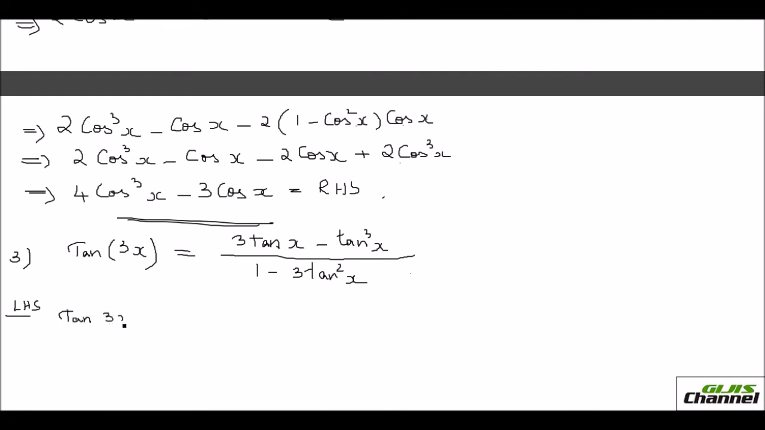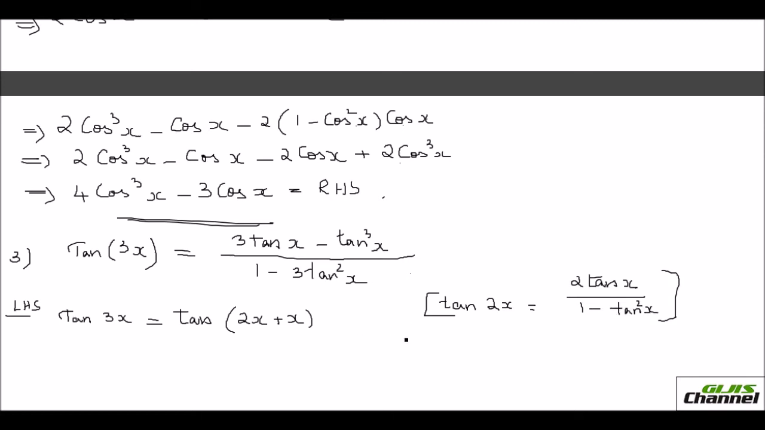I can write it as tan 2x plus x, right? So we know what is tan 2x. Let me write the double angle formula, you know, right? So tan 2x is equal to 2 tan x, we have already derived this, 2 tan x divided by 1 minus tan square x. Okay? So I'm going to apply that here.